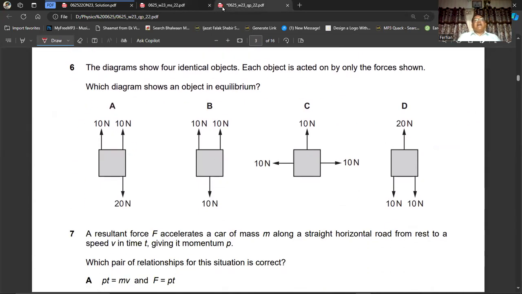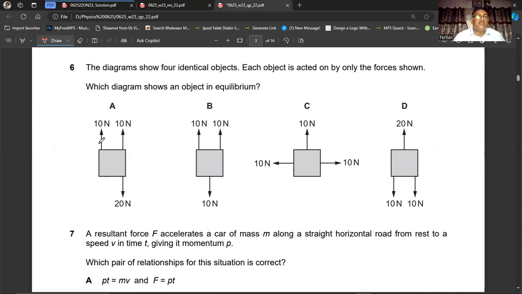Question number 6. The diagram shows 4 identical objects. Each object is acted on by only the forces shown. Which diagram shows an object in equilibrium? You see, here you can see 20 Newton force is acting upward, 20 Newton force is acting downward, but this is not in equilibrium. The reason is because these two forces do not have the same line of action. So a resultant force of 10 Newton will be acting downward.